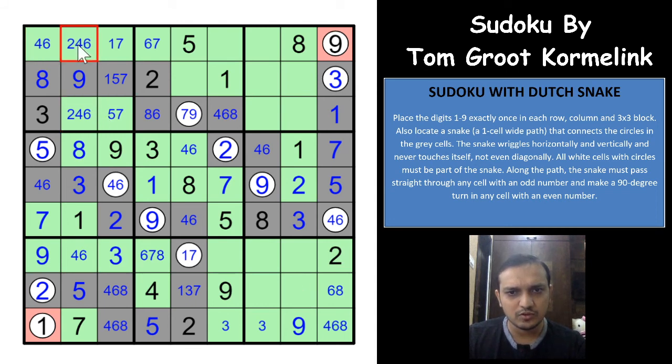2 will have to be in one of these two cells. Again, nothing. The classic part is a bit trickier here. So you cannot have a 1 here. This would have to be 5 and 7. Easy, we have missed that.